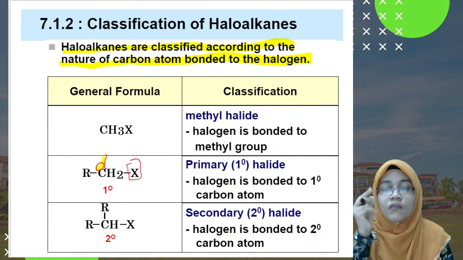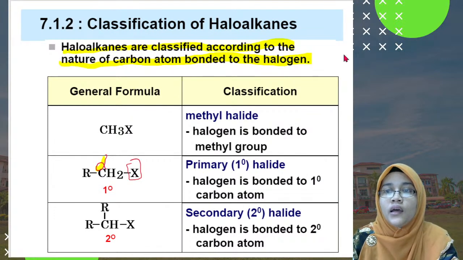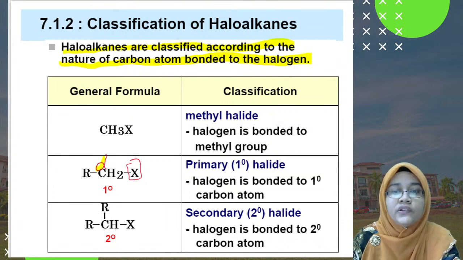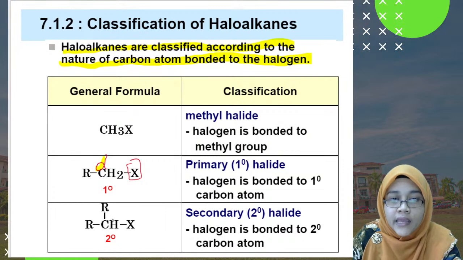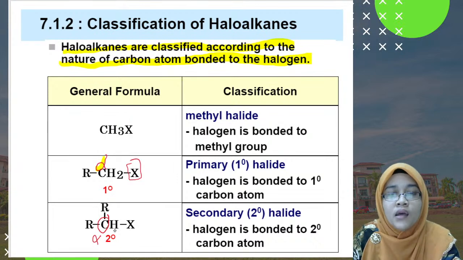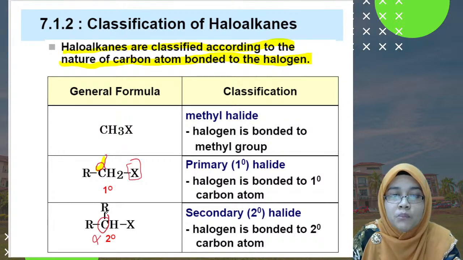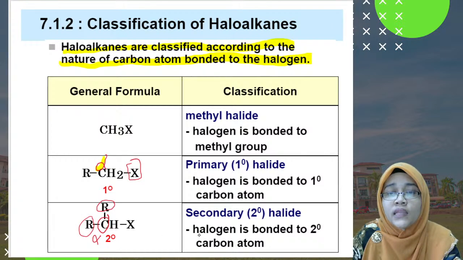Okay. And the second example here, we have secondary halide, secondary haloalkane. So now we're focusing on this alpha carbon, and our alpha carbon is this carbon. Why? Because this carbon holds this functional group, and this alpha carbon is bonded with another two carbons. Okay, that's why this alpha carbon is secondary. So automatically this haloalkane is in the secondary class. Okay, secondary halide.